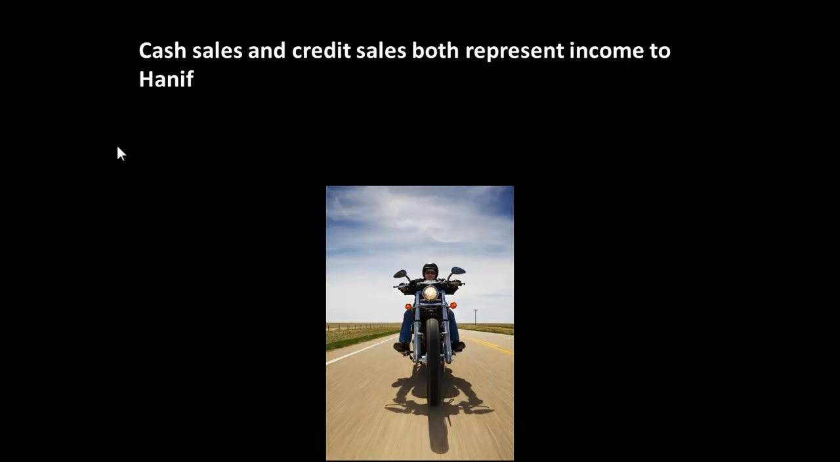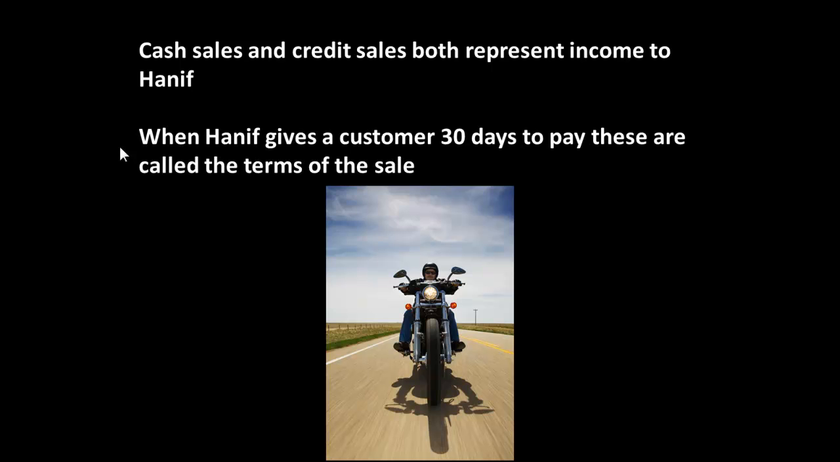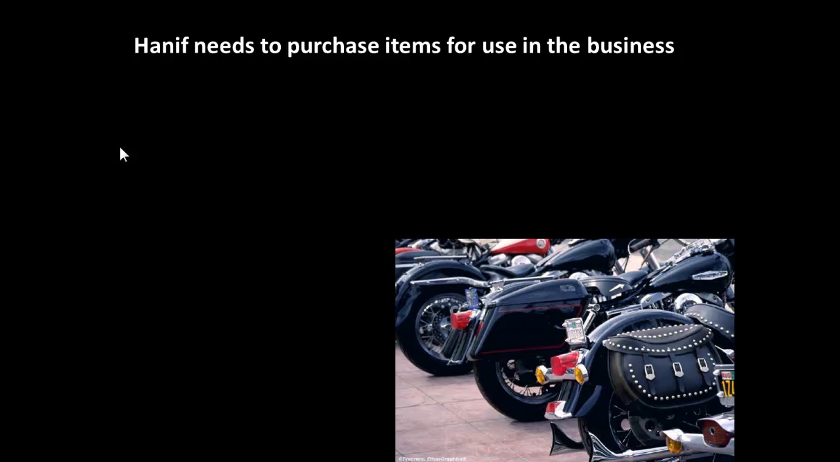So, cash sales and credit sales will both represent income to Hanif. They are both sales producing revenue for the business. When Hanif gives the customer 30 days to pay, they're called the terms of the sale, or the settlement terms.